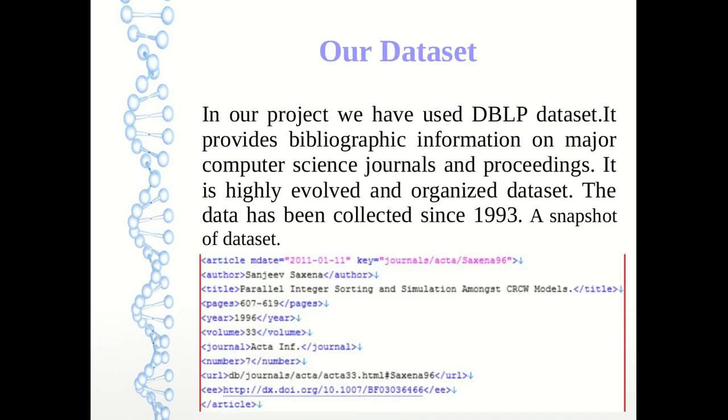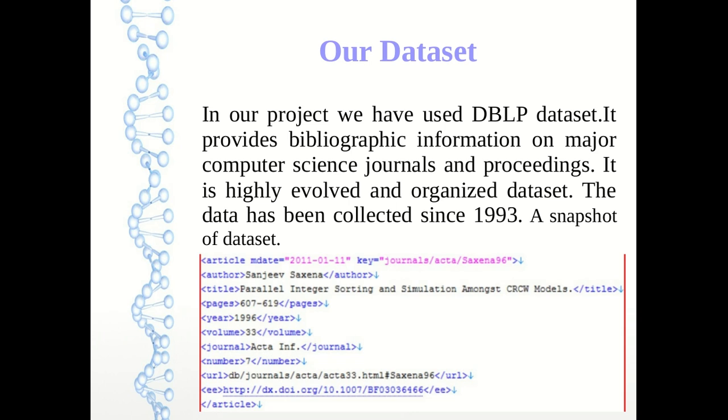Now I'll describe our dataset, the DBLP dataset, which we have used in our project. It is a highly evolved dataset since it has been collected since 1993. You can see a snapshot of our dataset which describes the organization of articles. In our dataset, there are four major things: article, in proceedings, master thesis, and PhD thesis.